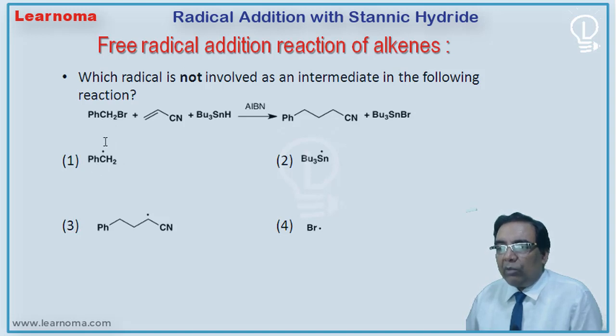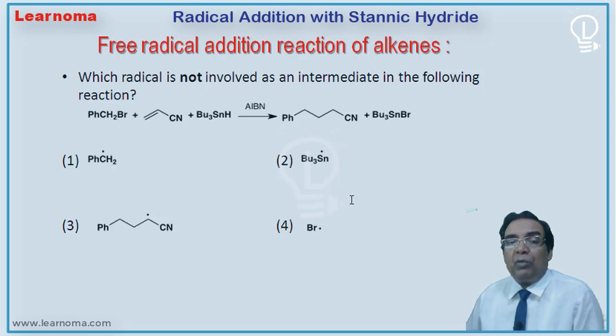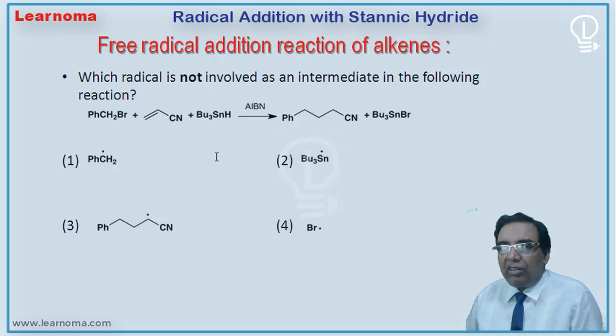PhCH2 radical is produced. Now this PhCH2 radical reacts with the nitrile, it will react with this carbon and this radical is produced. Okay, this is also here. Therefore, C is not the answer. 3 is also not the answer. Then what is the answer? The answer is 4. In the whole process, Br radical is not produced. Remember, in all other cases, if I am using HBr with peroxide, Br radical is produced. At many of the places we get Br radical, but not here. Here Br radical is not produced.